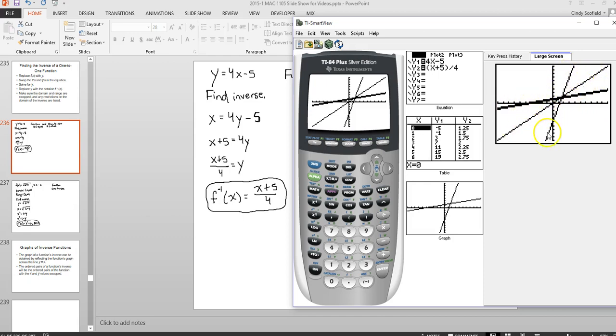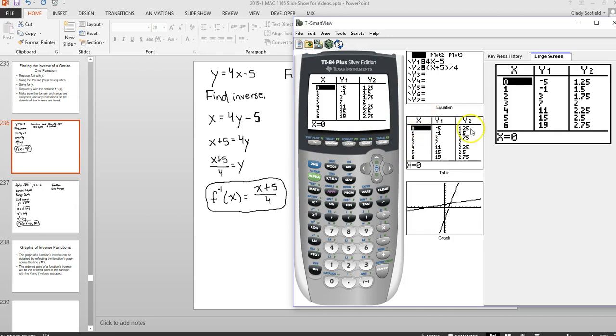The function and its inverse are reflections of each other across the line y equals x. You take this thin line, as soon as you reflect it across y equals x, it matches up perfectly with this thick line. Or vice versa, the thick line reflected across y equals x matches up perfectly with this thin line. So the graphs of a function and its inverse will be perfect reflections across y equals x. Also, the ordered pairs will be their x's and y's swapped.